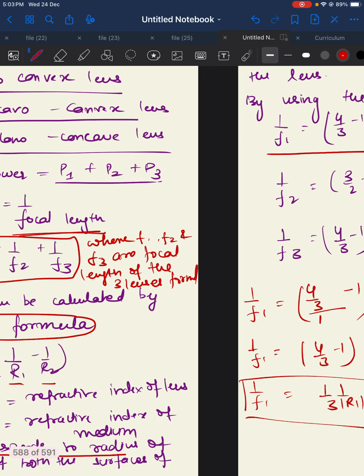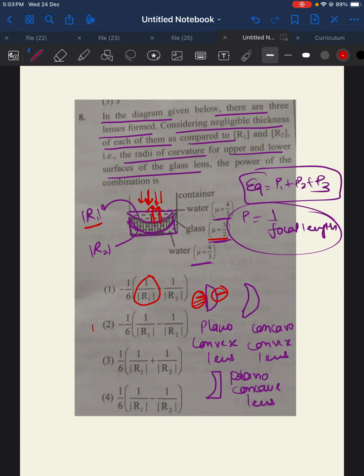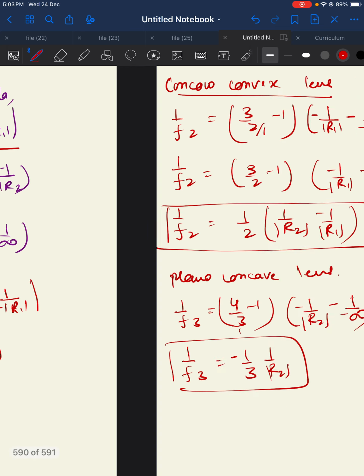Okay. So what is the correct option? I think option B is the correct answer. Okay. I think this is clear.